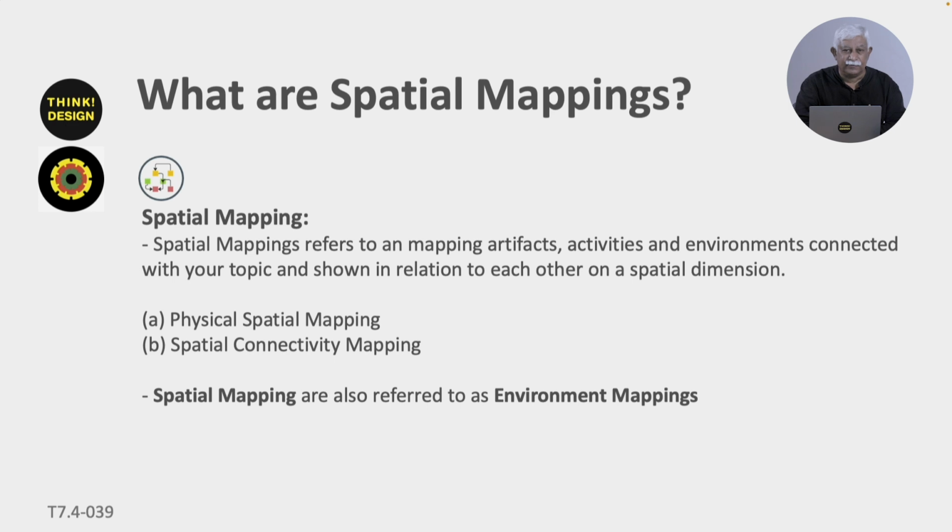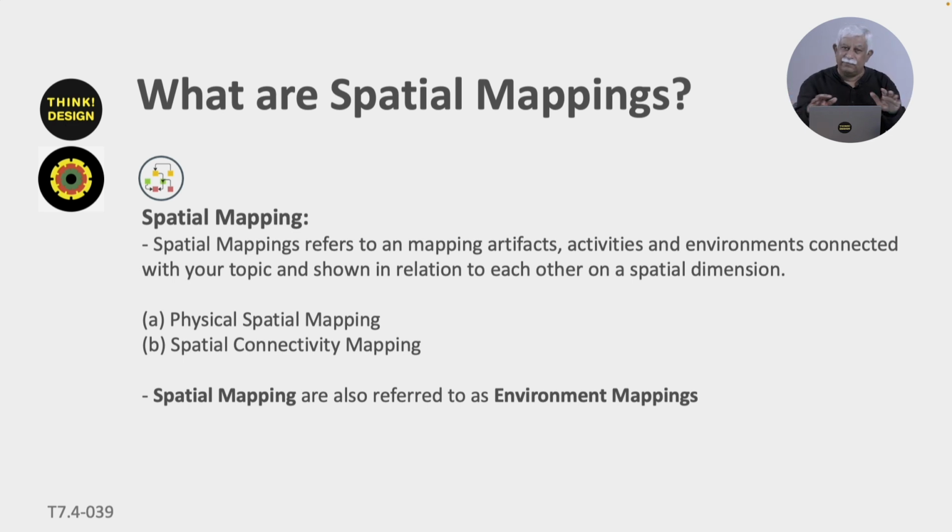Spatial mappings refer to mapping of artifacts, activities and environments, again connected with your topic, and now shown in relation to each other on a spatial dimension. Okay, so you map all the things that are connected with your subject on a spatial dimension.